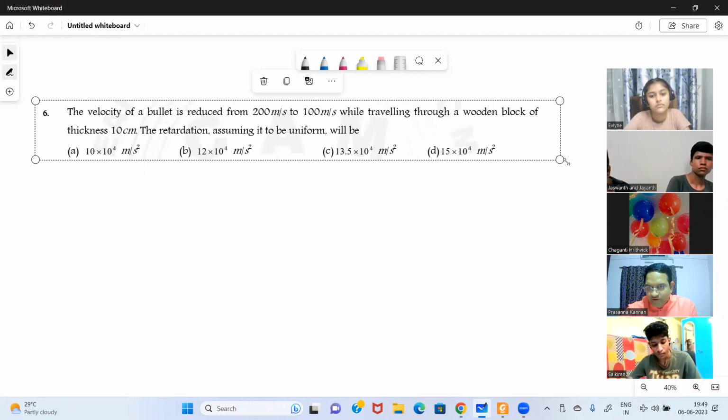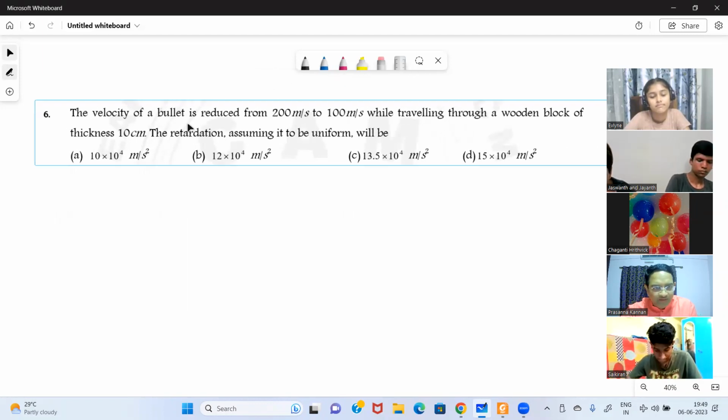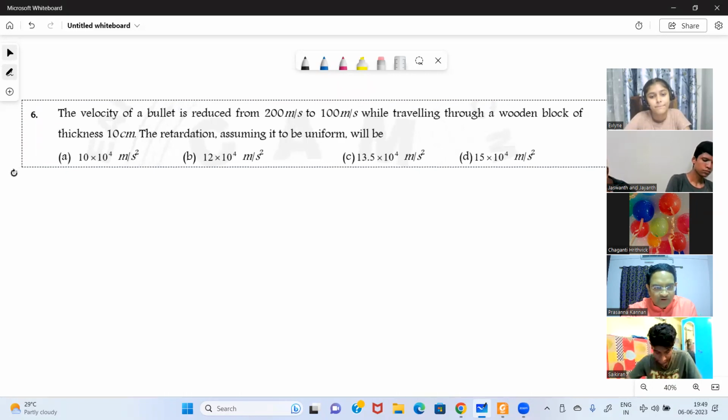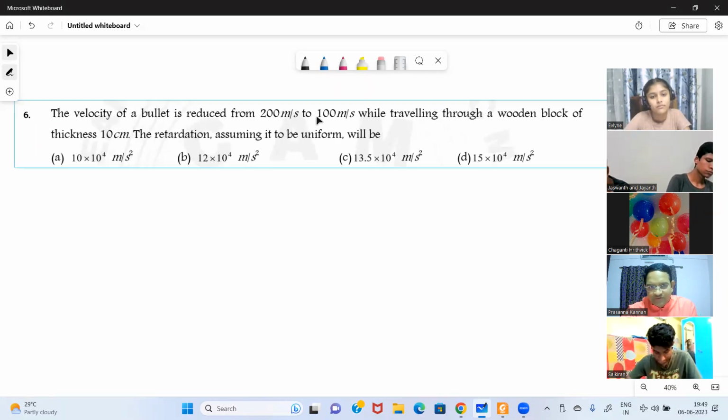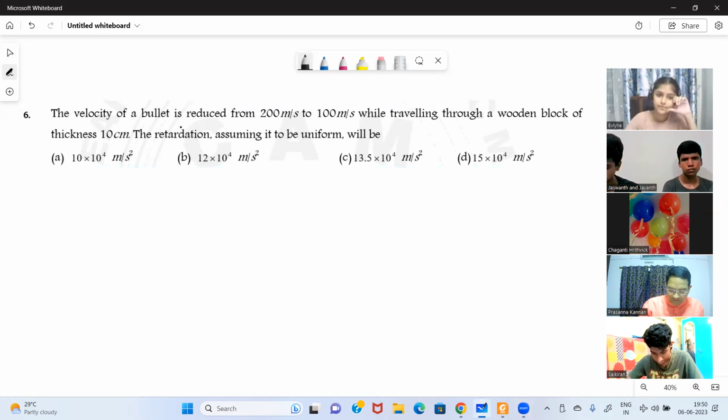You can see a scenario here. What is given? The velocity of a bullet is reduced from 200 meter per second to 100 meter per second while traveling through a wooden block of thickness 10 centimeters. The retardation, assuming it to be uniform, will be. So we are asked to find the retardation. Right?